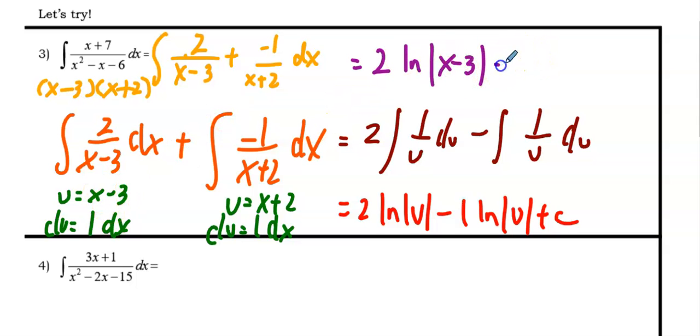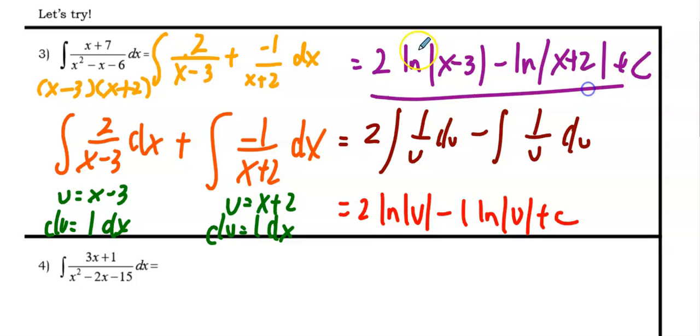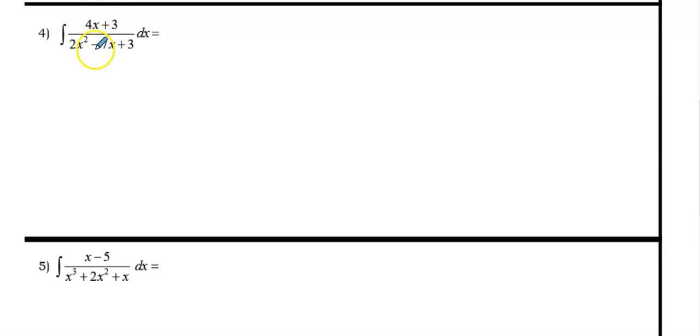And it's going to be minus the natural log of the absolute value of x plus 2 plus c. So this is going to be how you integrate that problem. Okay, so let's go ahead and try to do one more example for this.